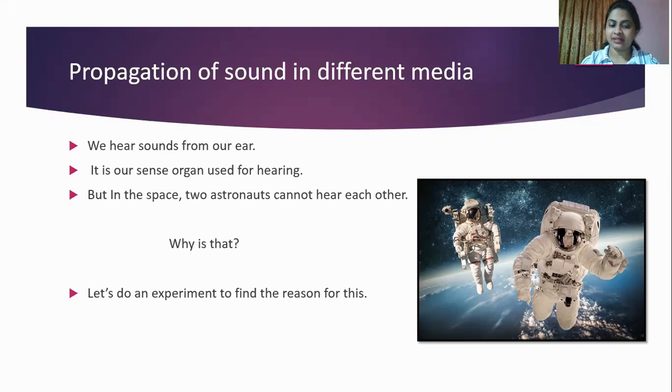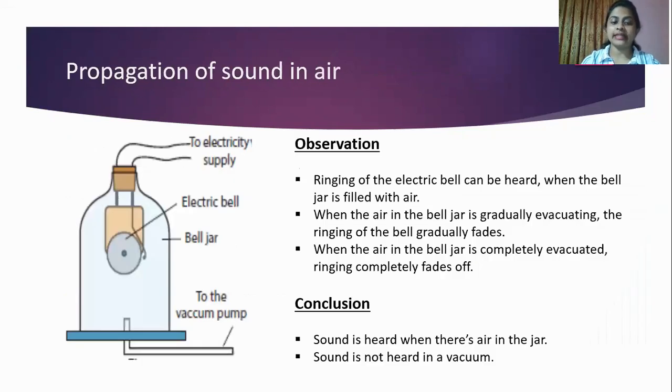We'll do an experiment to find the reason for this. Now you will need a bell jar, a vacuum pump, an electric bell, dry cells, connecting wires, and a switch. Those things are not illustrated. Actually, it is connected here. Actually, electricity is supplied to the electric bell.